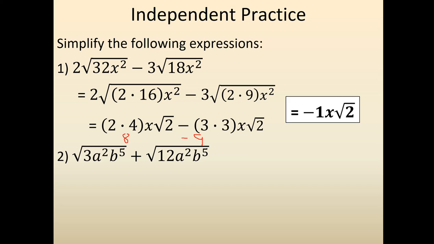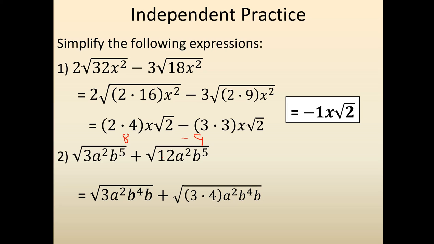All right, so for this very last question, what we're going to do is same thing, pretty basic. This one, the only one that can be broken up is the b to the 5th. Can be rewritten as b to the 4 times b. This one, I'm going to rewrite as 4 times 3. So my expression will now look like this.